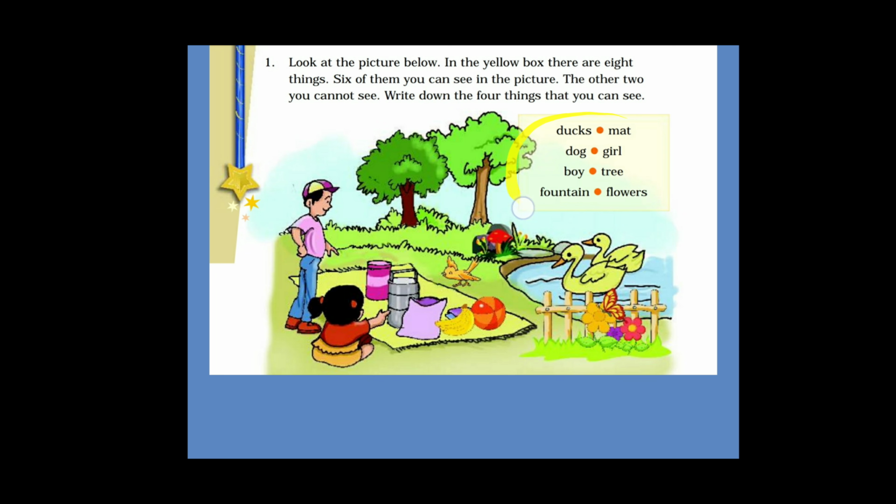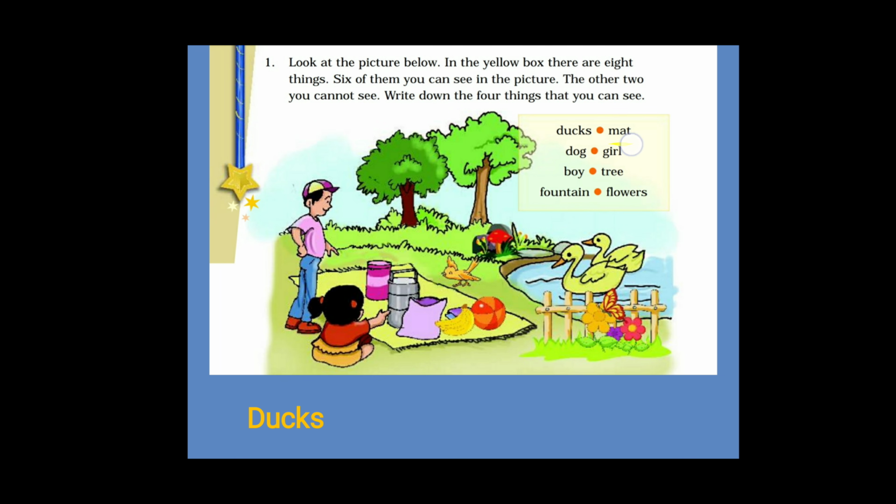Out of these 8 things, 6 things are there in this picture and 2 things are not there. So let's look at these things one by one. First is ducks. Can you see ducks in this picture? Yes or no? Yes, you can see ducks.